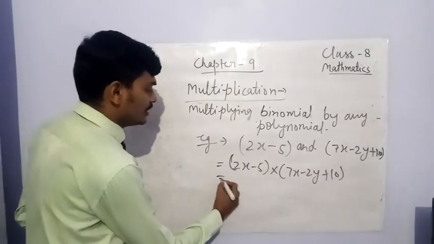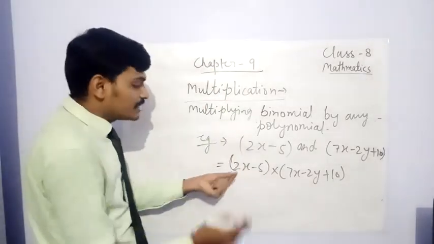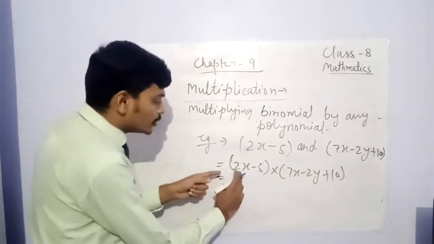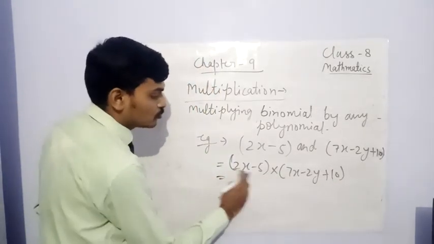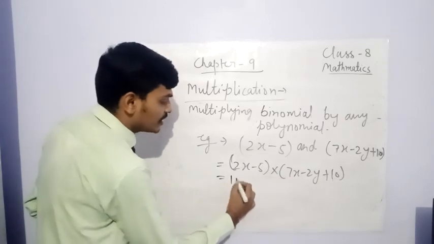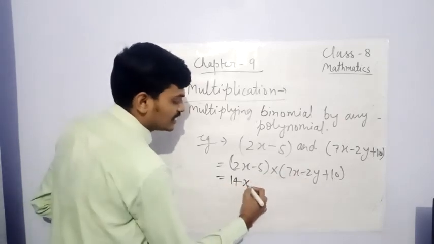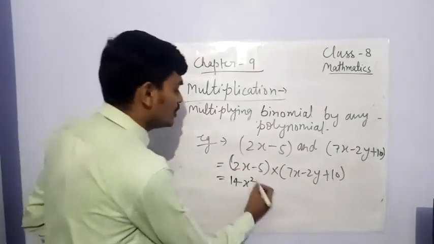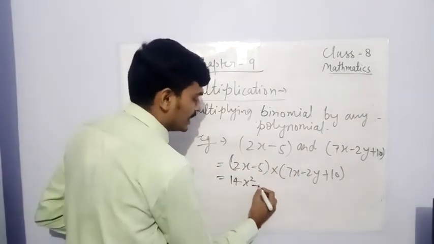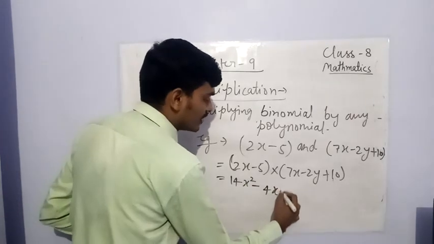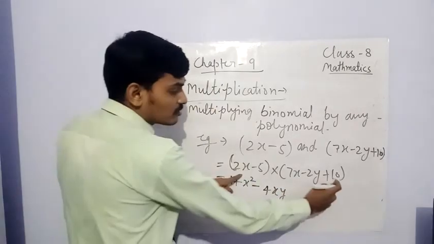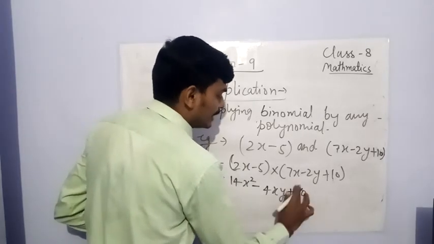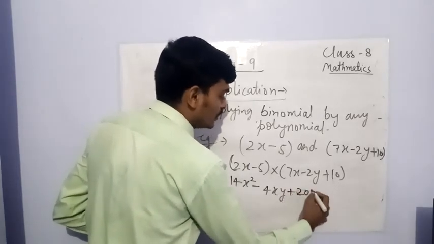For example, first we will multiply the 2x by all the terms of this polynomial. So 2x into 7 is 14x, and x into x is x square. Next, 2x into minus 2y, that is plus into minus, minus 4xy. Now 2x into 10 is 20x, and plus 10 into 2x, 20x.